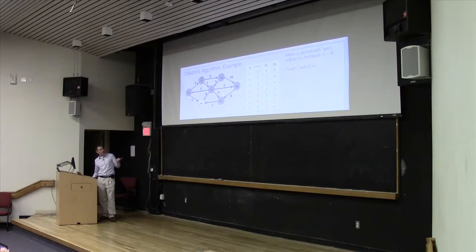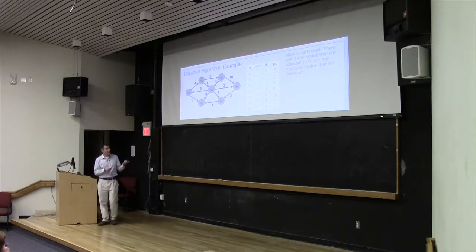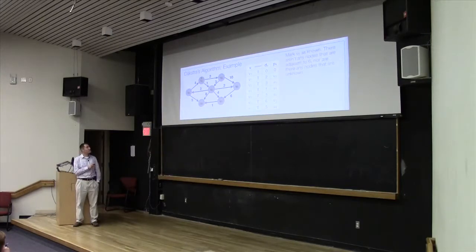We select 7 and mark it as known. It only points to 6. Do we have to change it again? 5 to here, plus 1 would be 6. 6 was 8, so it does change to 6. And then there's only one left, which is 6. So we select 6. 6 doesn't happen to have anybody adjacent to it, so we don't have to change anything, and then we're done. And this is the final cost. So the least cost from 1 to all these is given by the table here.